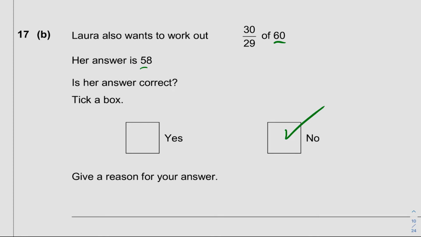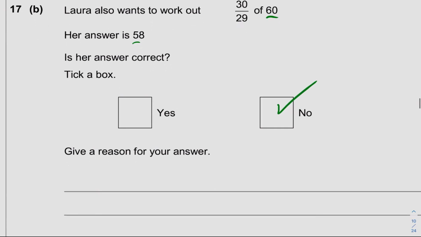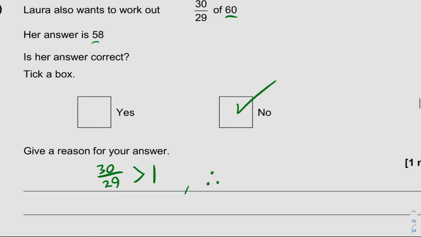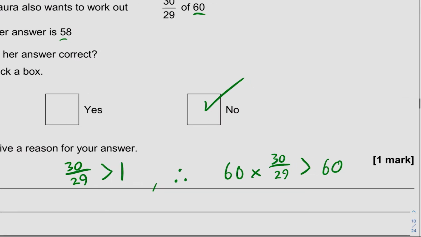And a reason, we could give something as simple as 30 over 29 is greater than 1. Therefore, 60 multiplied by 30 over 29 must be greater than 60. And that's again enough for the 1 mark.